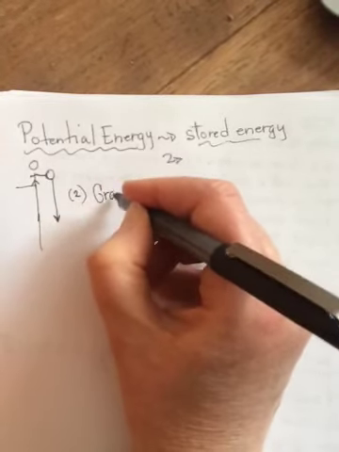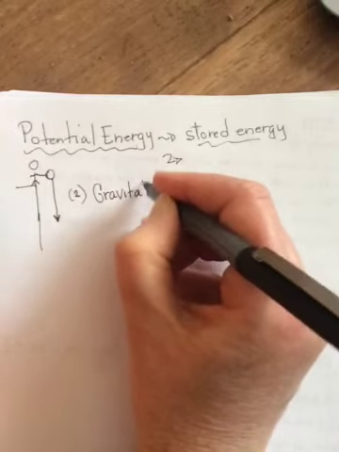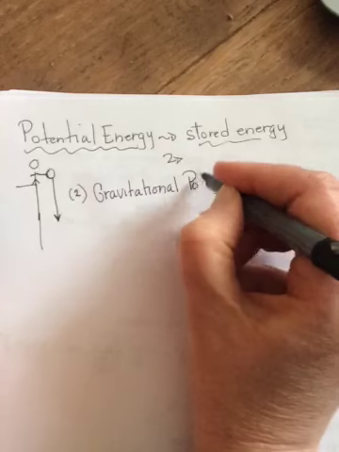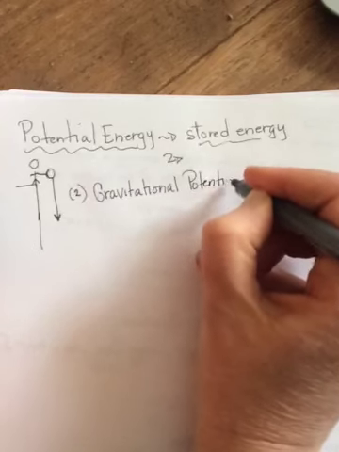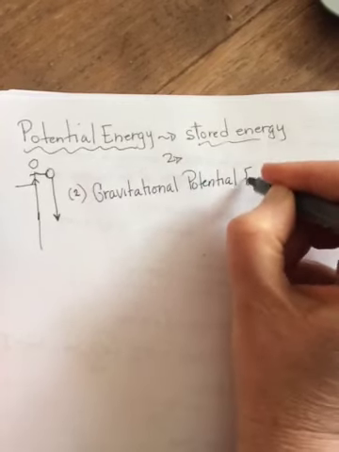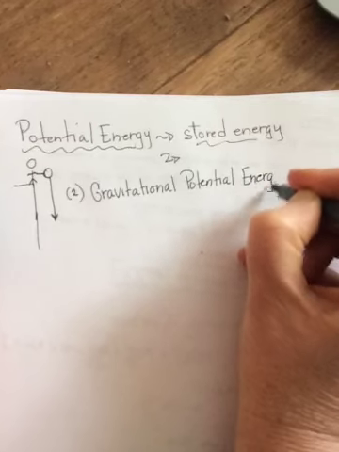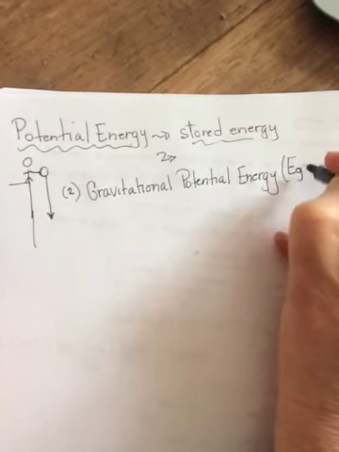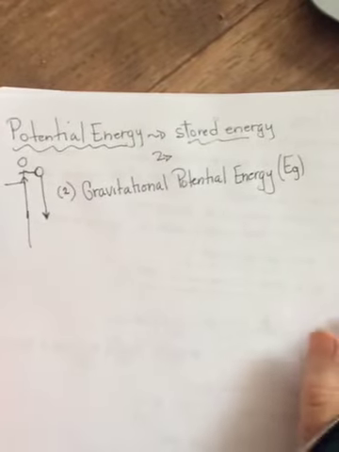It's called gravitational potential energy. Okay? It's capital E with the subscript G for gravitational. Okay?